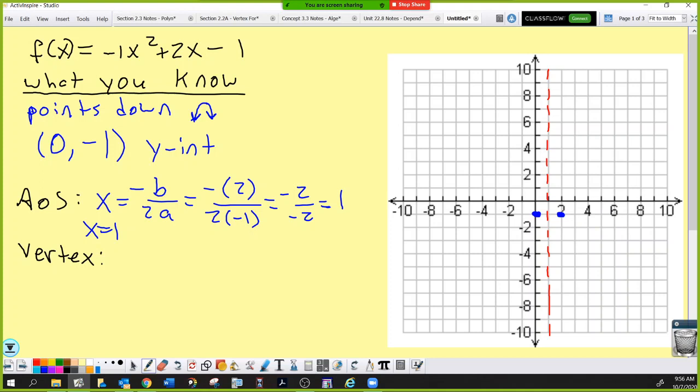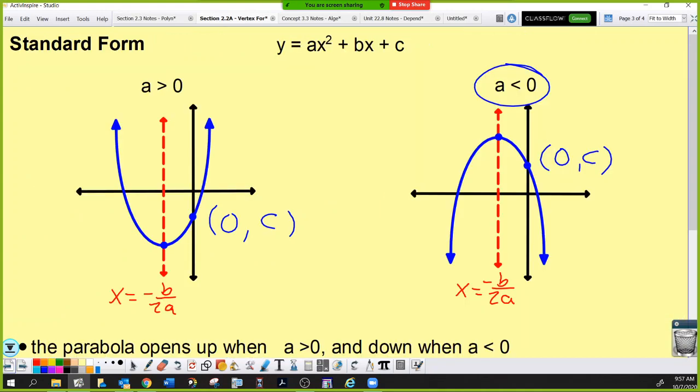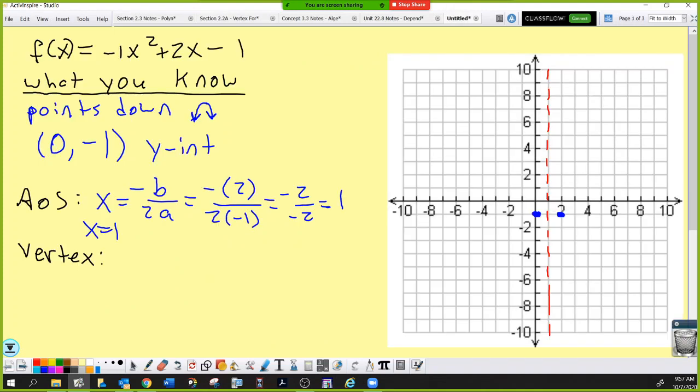Yes, ma'am. Where did I get the 2 for B? Well, the standard form of a quadratic is, come on, catch up with me, ax squared plus bx plus c. So A is always going to be found in front of x squared. B will always be found in front of x. It just follows the alphabet. So for us, this time, A is negative 1, B is 2, and C is negative 1.